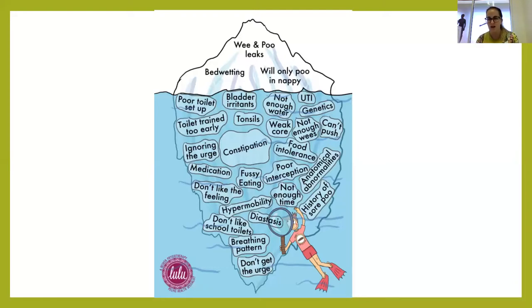these are the questions we'll be asking. Do they have frequent UTIs? How's the toilet set up? Are they avoiding going to the toilet? Have there been constipation issues in the past? Have they had medication for it, or has it just corrected itself? Do they get the urge to go to the toilet? Do they speak about going to the toilet? Have they just changed schools? There are a lot of different things that we'll be asking if you were coming in for a consultation.